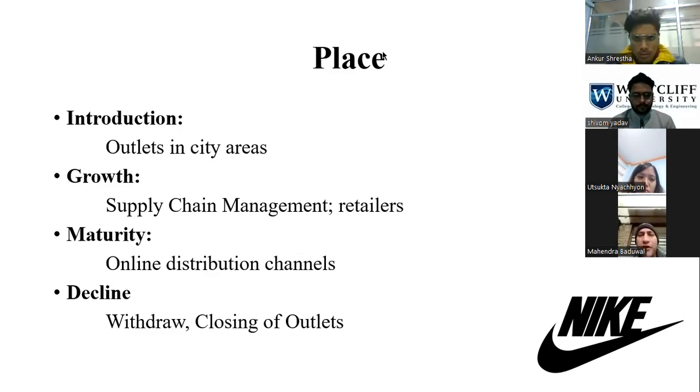Regarding the growth of Nike, in terms of place, there should be a good supply chain. The distributor management chain should be intact. Since it is a business that goes through distributors and retailers, Nike applied similar methods of distribution. On its maturity stage, the distribution channels were more focused on online distribution, which was the major boom for the products of Nike. And when the product was declining, it withdrew from all such channels and closed the outlets.